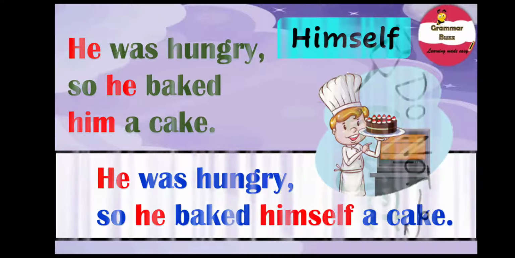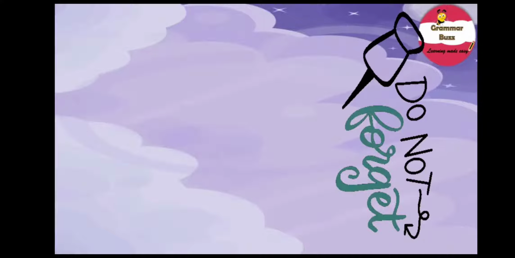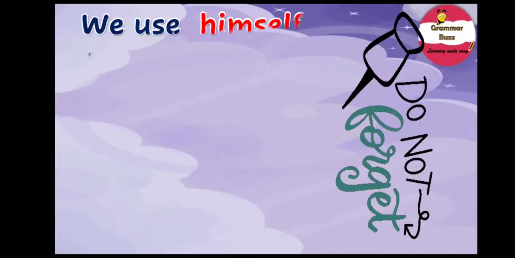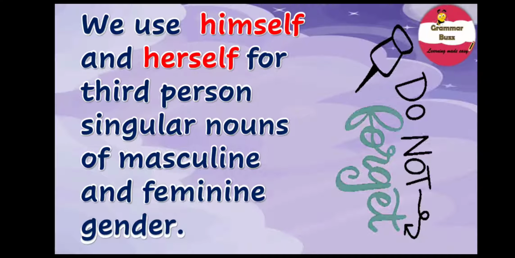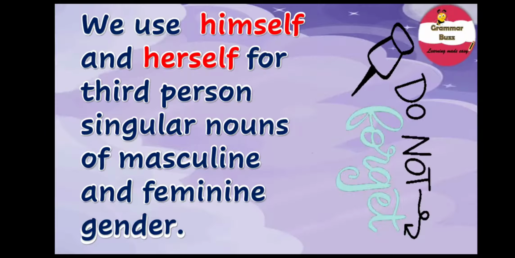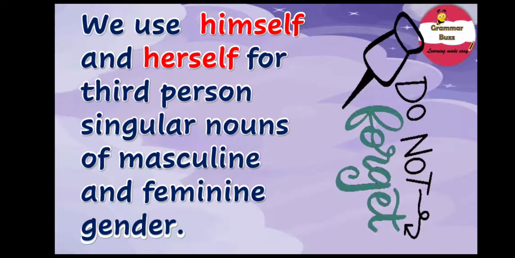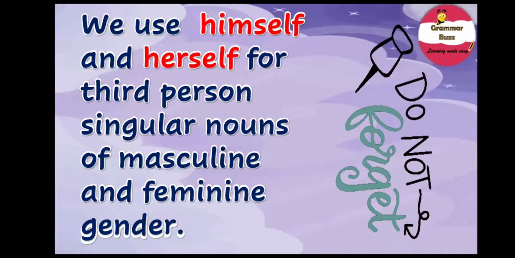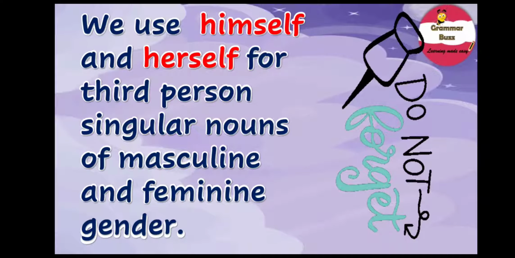Well, here we have something that we should remember and not forget. So, what do we need to remember? All we need to remember is, we use himself and herself for third person singular nouns of masculine and feminine gender. That's quite easy to remember.